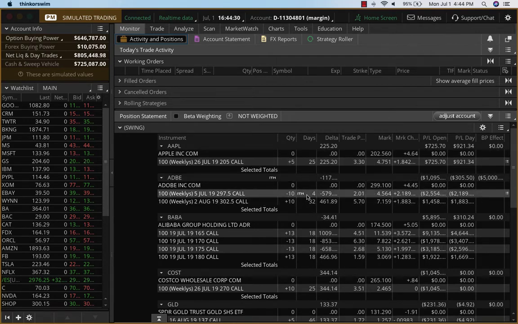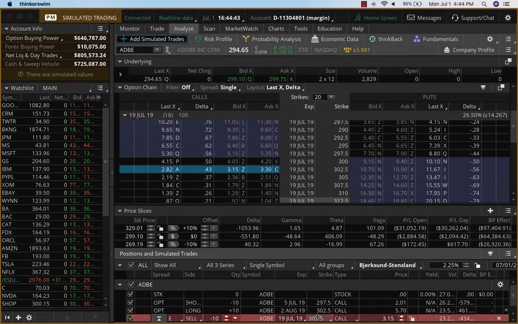On Adobe, as you can see, the short call is going to be in the money. We had the trade price of 2.01, and now it's going for about 4.56. So we would need to do something here. What I have is the 19th July expiry. Our long call is in the 2nd August. Our short call is in the 5th July.